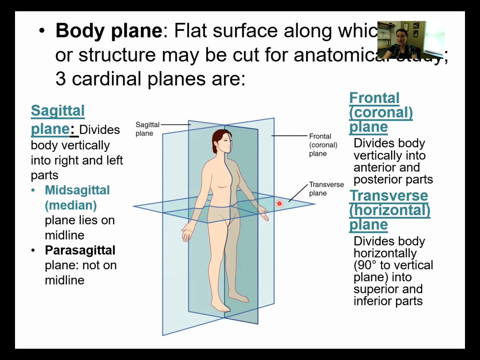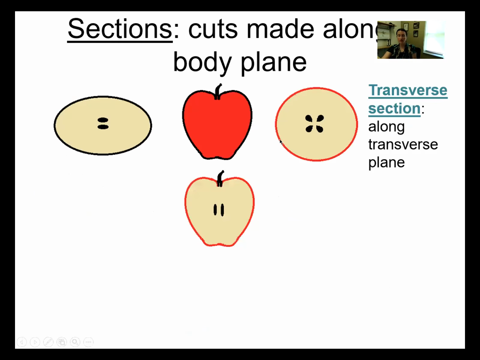Transverse means horizontal. Right, so you can have a transverse plane here or here or here, but essentially it divides the body into top and bottom. We can make sections or cuts, again, hypothetically or for real, along these different body planes.